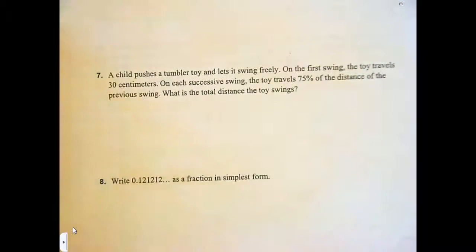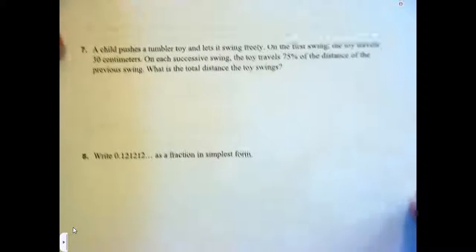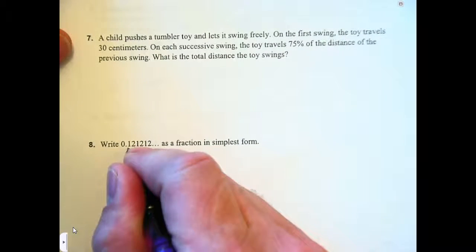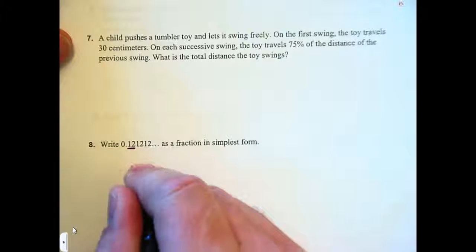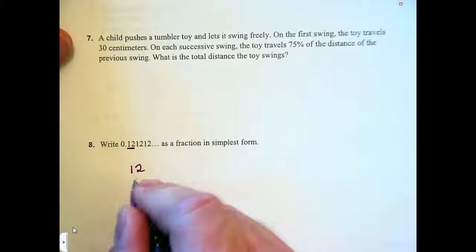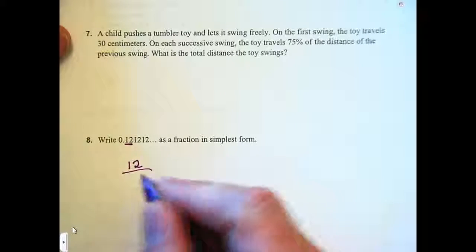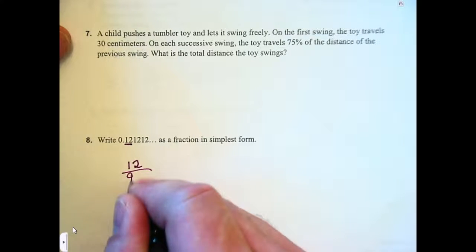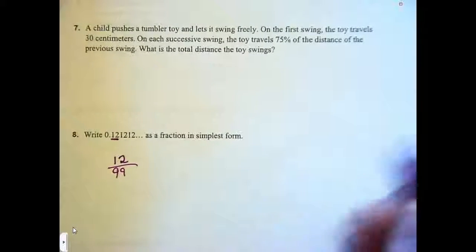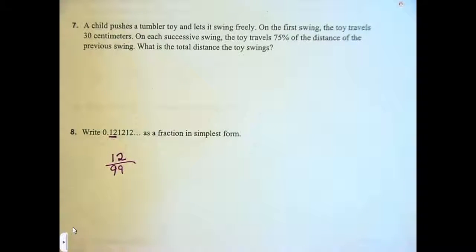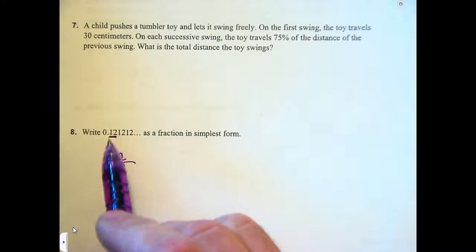Now, repeating decimals. Write a repeating decimal as a fraction in simplest form. You guys, probably the easiest way to do this, identify what's repeating. 12. You take 12 and you divide it by that many 9s. So there's 2 decimal places. You're dividing it by 99. Okay? That is the fraction. I promise you. Put it in your calculator. What is 12 divided by 99? It gives you this, right?